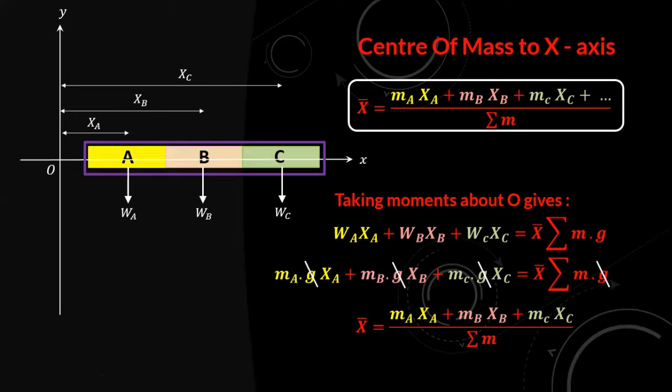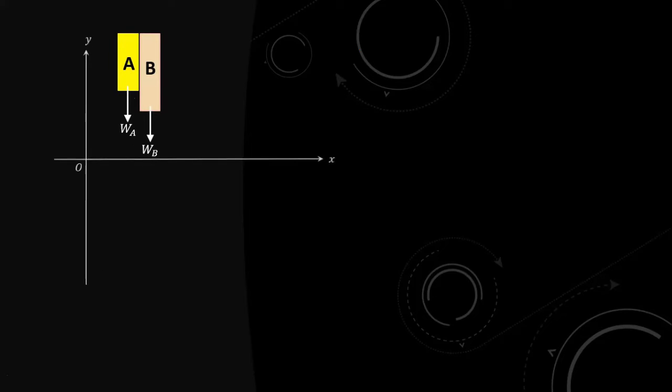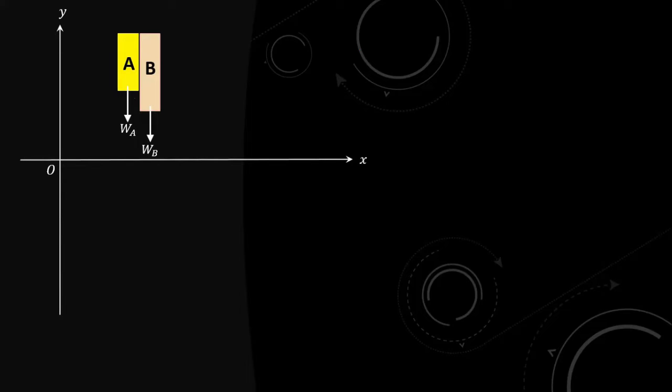Okay, students, what about center of mass to the y-axis? Students, look at this diagram again. There are two objects, we call them object A and object B. As we know, the weight force acting on this object we call WA, and WB is the weight force acting on the other object, B. That's the common symbol of weight force. Okay, to simplify how to find center of mass to the y-axis of these objects, we have to draw an x-y axis diagram.